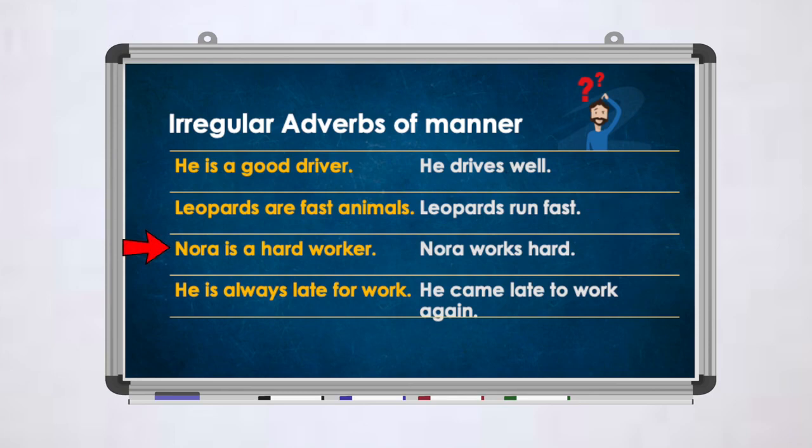Noura is a hard worker. Noura works hard is an adverb. He is always late for work. He came late to work again.